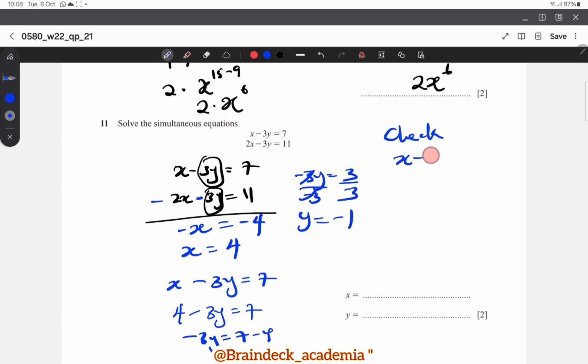Just pick one of the equations and substitute the values of x and y. If x is 4 and y is minus 1, that will be 4 minus 3 bracket minus 1. Let's see if we have 7. So that will be 4 minus 3 times minus 1, which is plus 3. 4 plus 3 will give me 7. So that means my answer is correct.